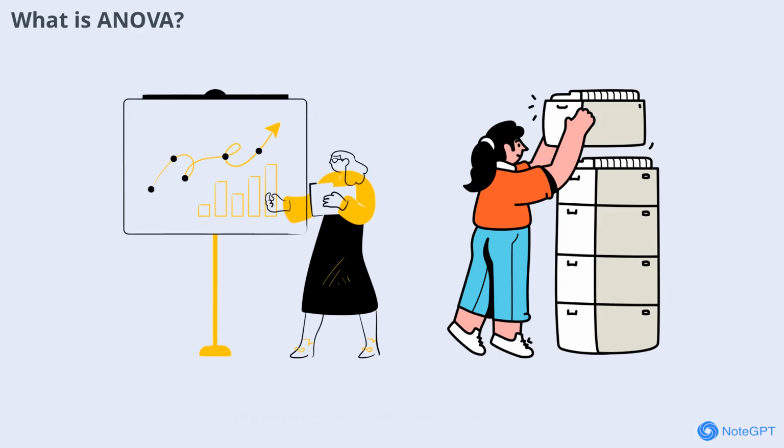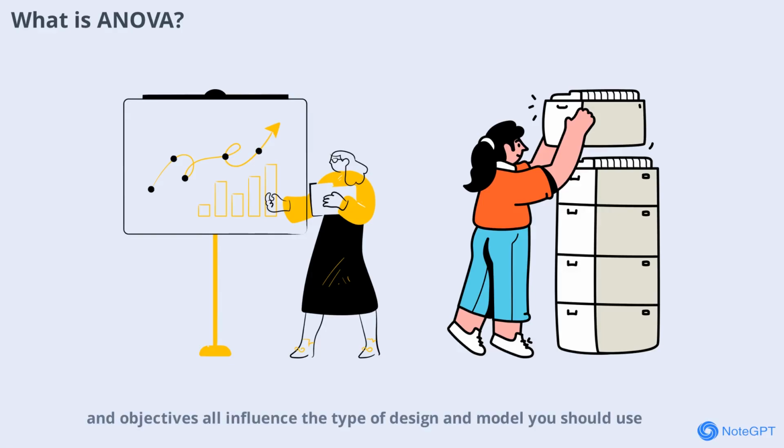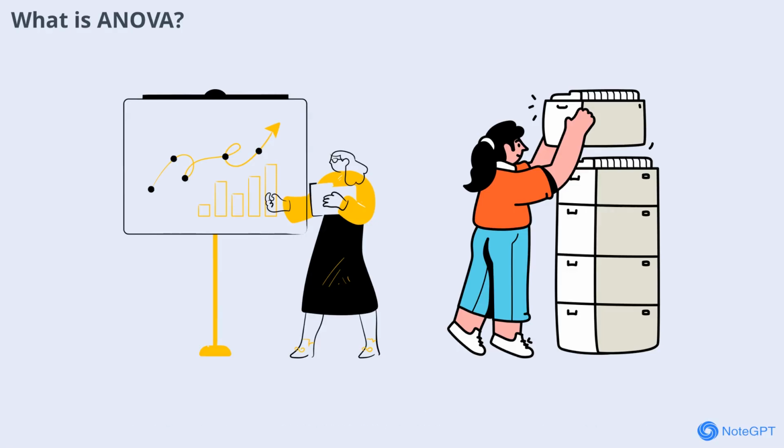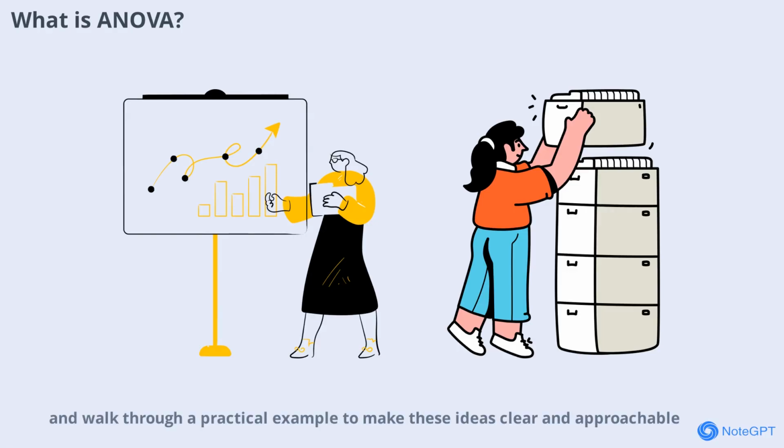The experimental setup, conditions, and objectives all influence the type of design and model you should use. In this video, we'll break down the basics of experimental design, introduce key models, and walk through a practical example to make these ideas clear and approachable.